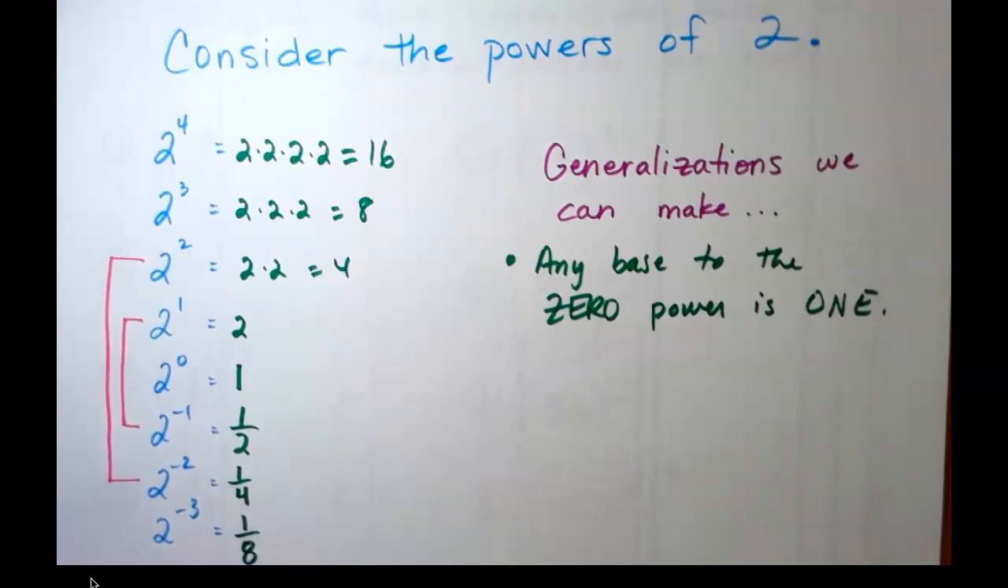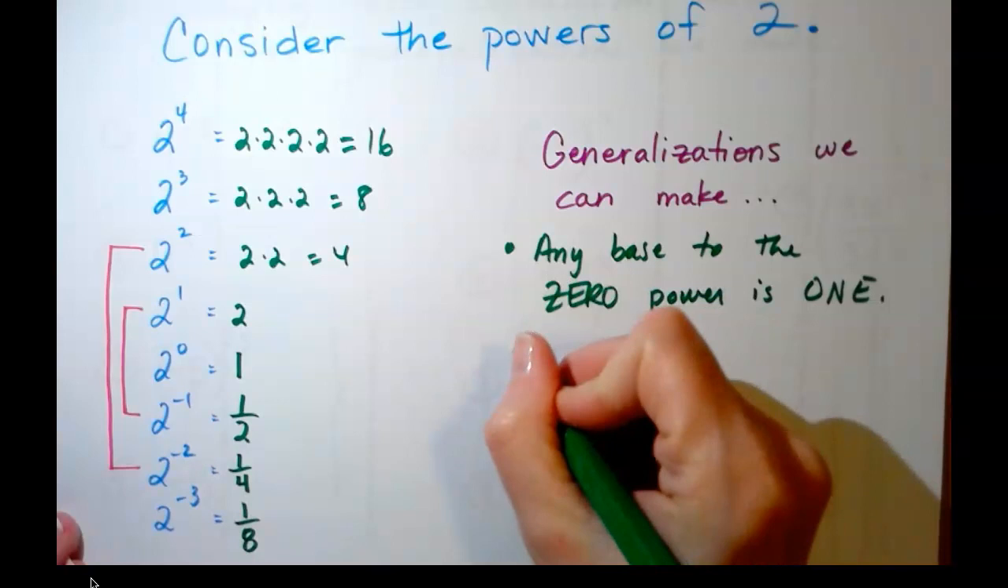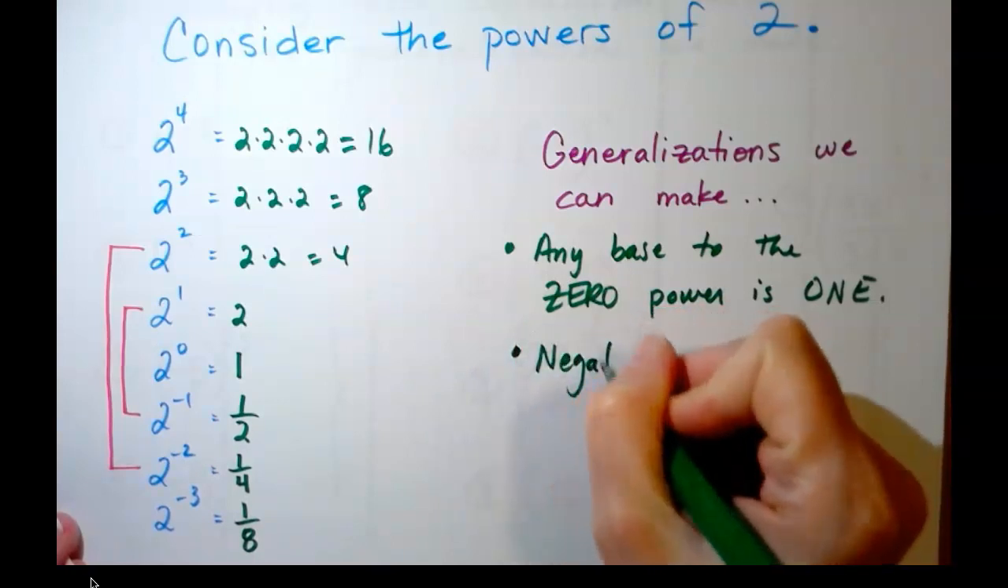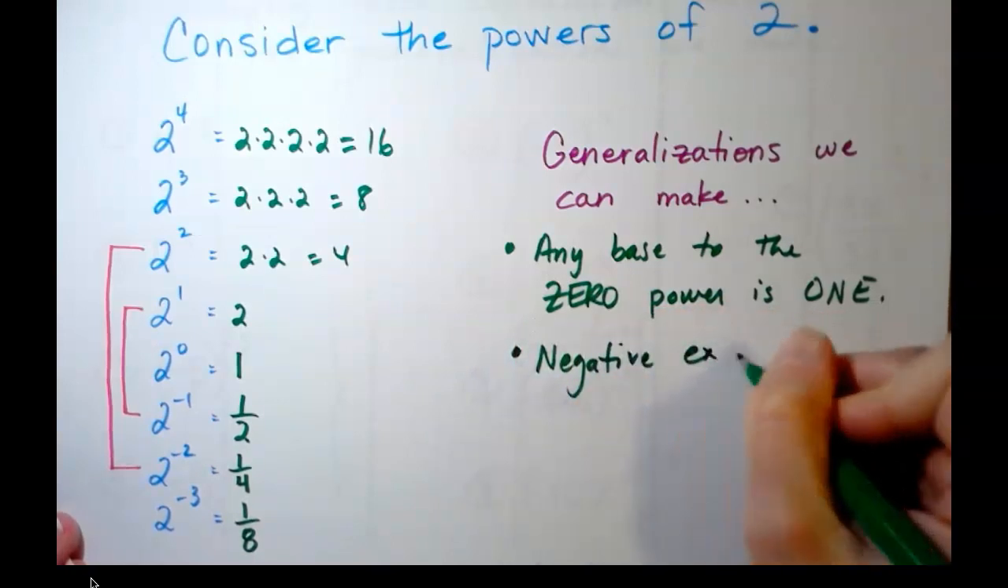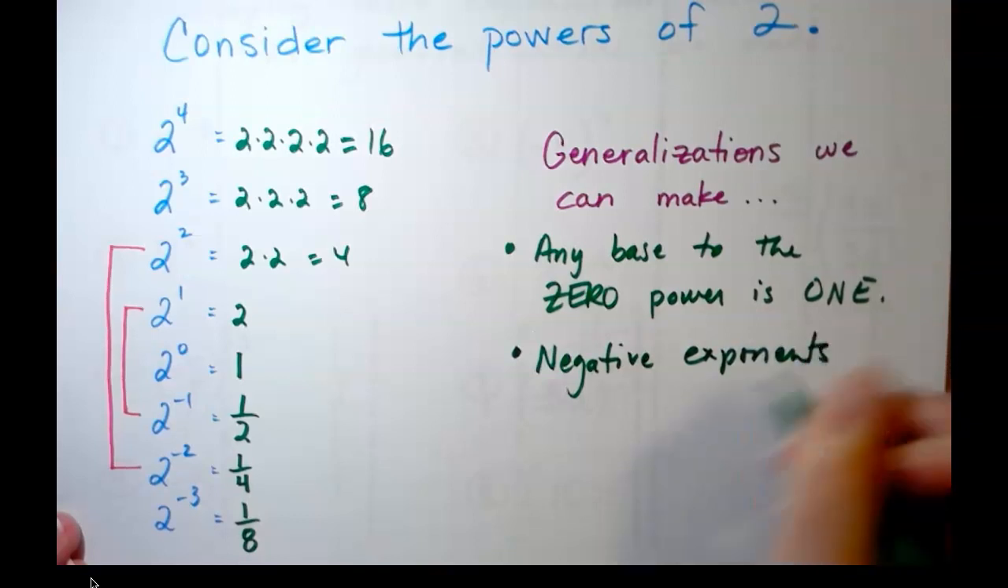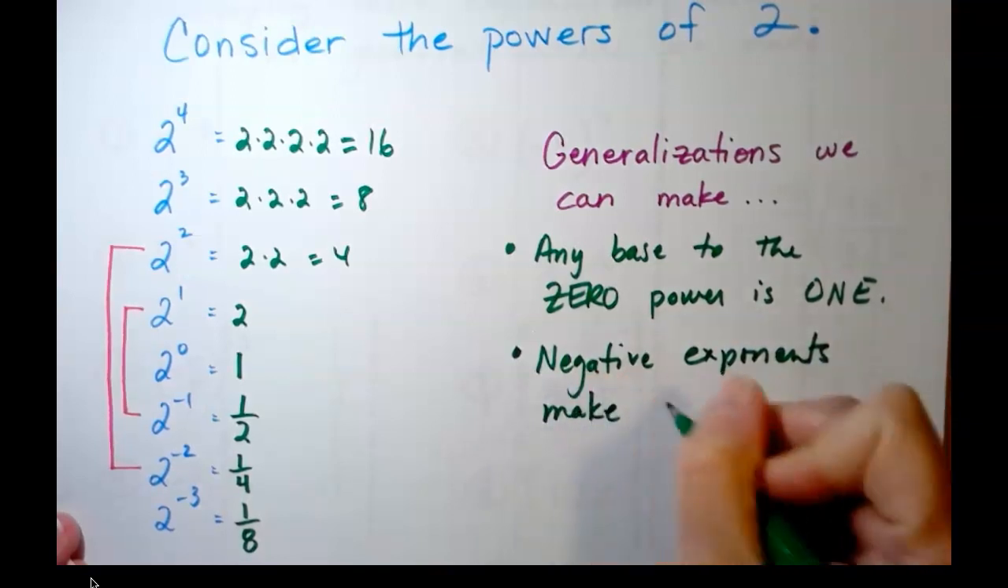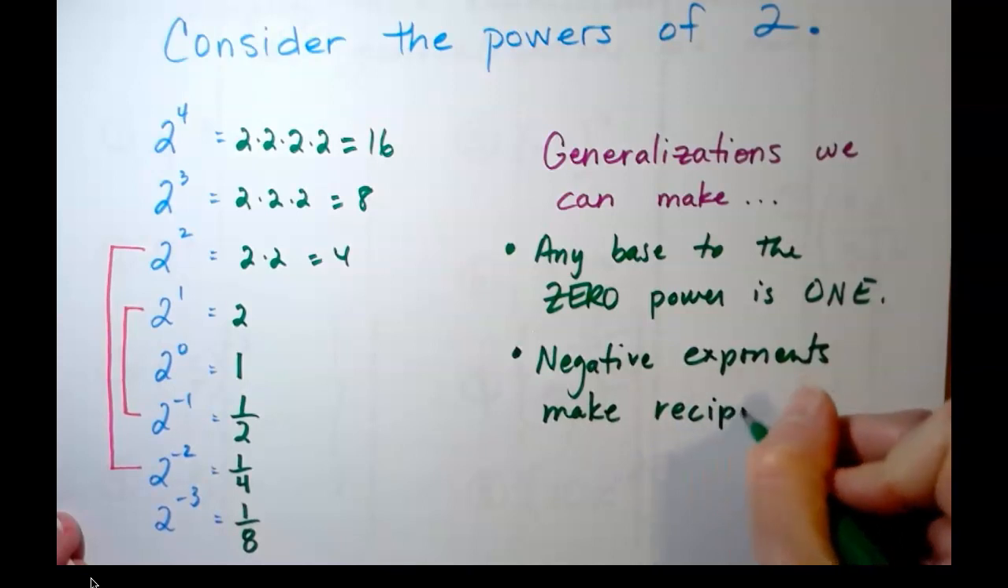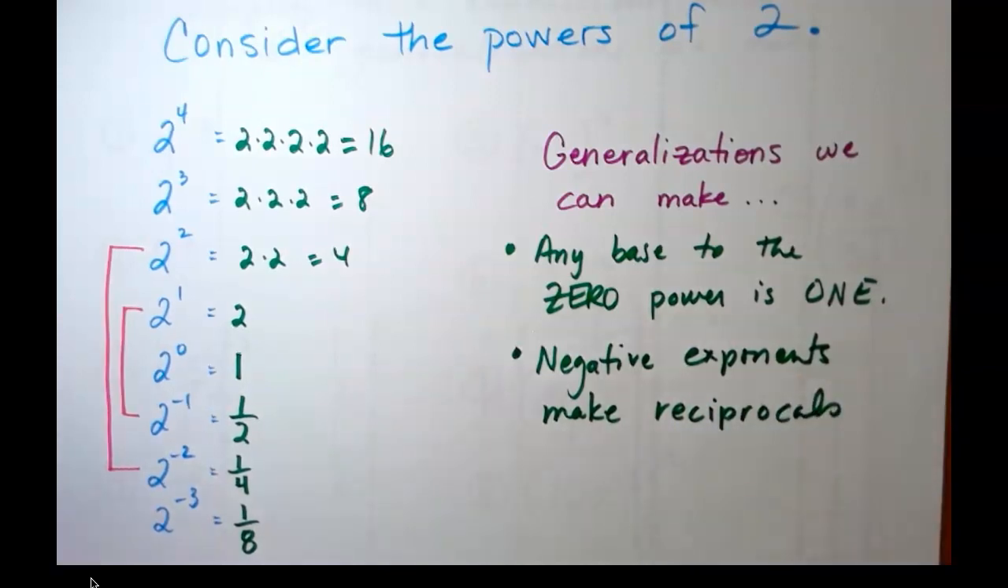So we can make another generalization here. Negative exponents make reciprocals. They don't make negative numbers. Negative exponents make reciprocals. So, two great generalizations. Any base to the 0 power is 1, and negative exponents make reciprocals, not negative numbers.